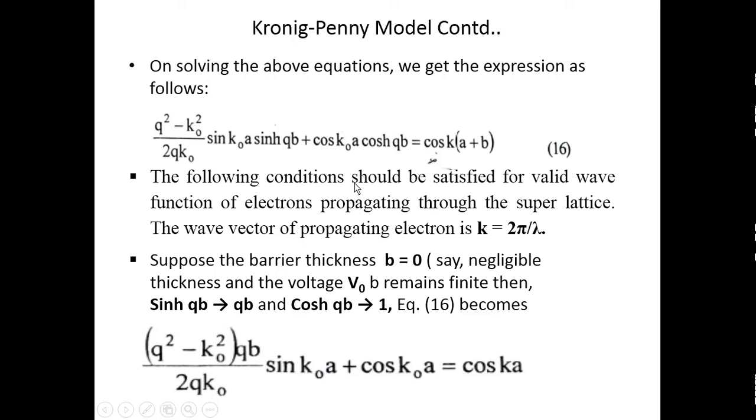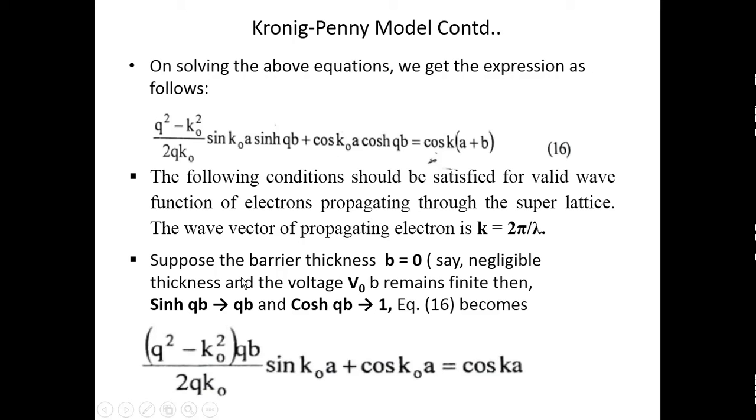So here there is a hyperbolic function and this is a cosine function. The following conditions should be satisfied for a valid wave function of the electrons propagating through the superlattice. What are all the conditions? The wave vector of the propagating electron is k is equal to 2π by λ, where λ is the wavelength, the de Broglie wavelength in the case of nanostructures.